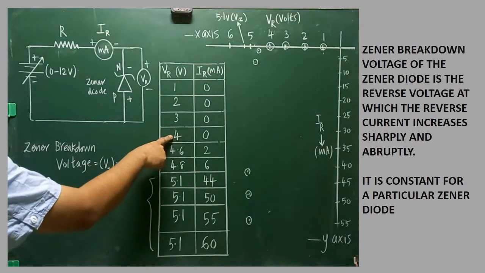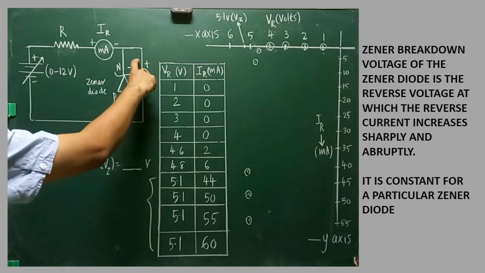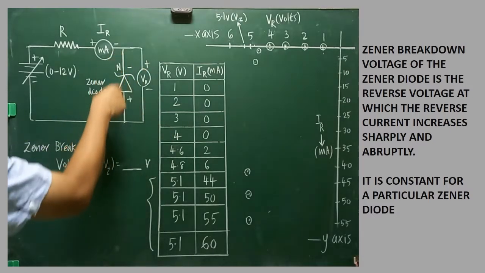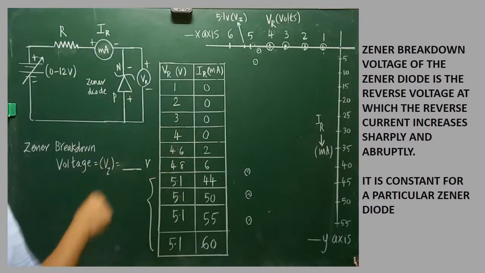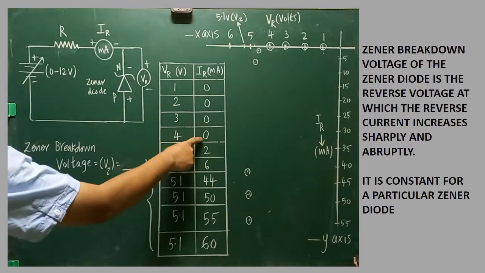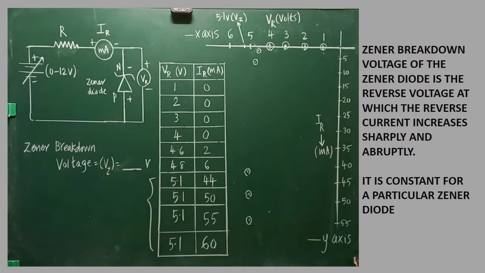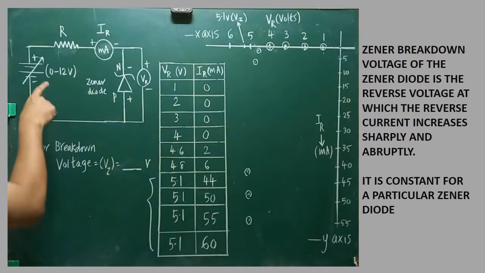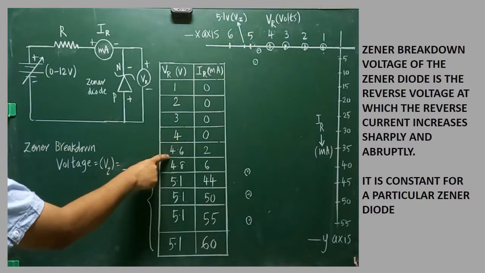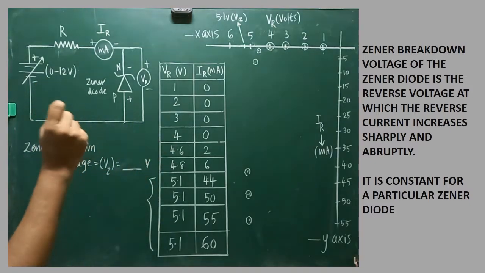Up to reverse voltage 4 volt, there is no current passing through the Zener diode. So up to 4 volt, the reverse current is 0. When the voltage is increased from 4 to 4.6, Zener breakdown starts.